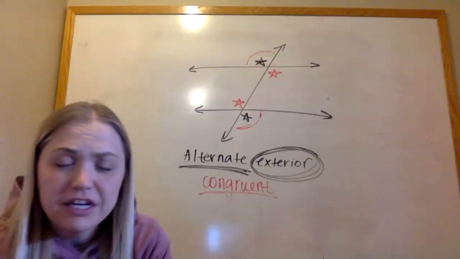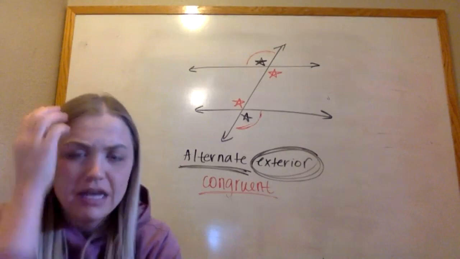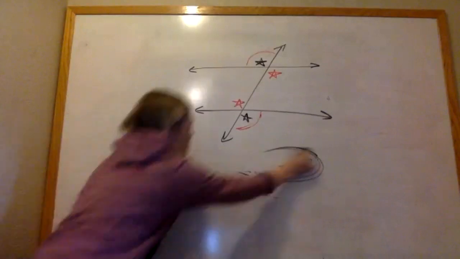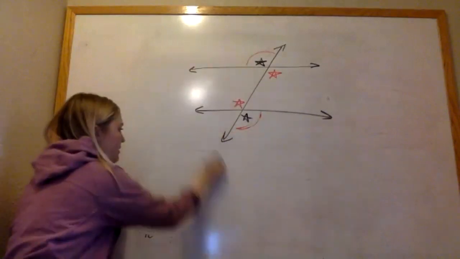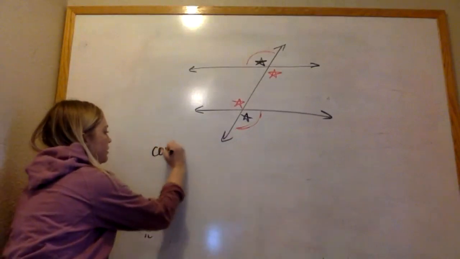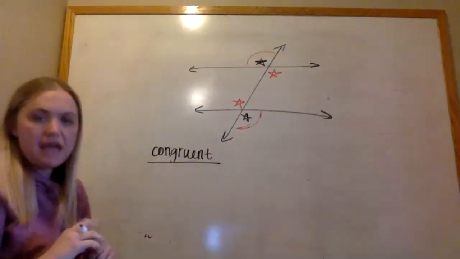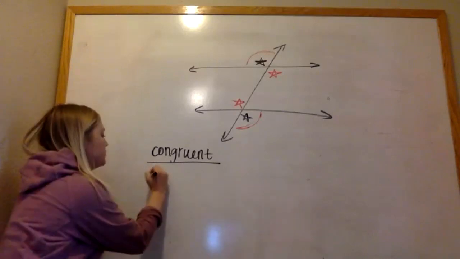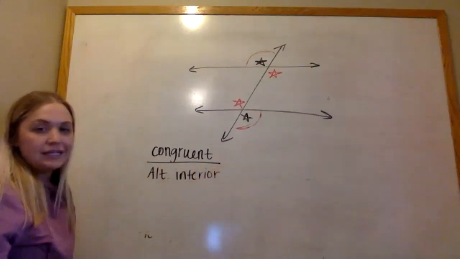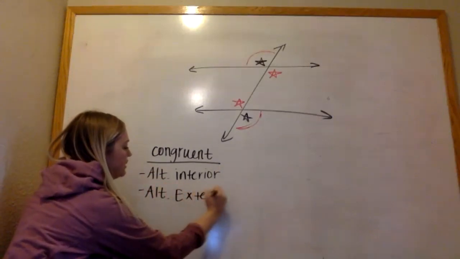So if you've got a sheet of paper right now, it might be helpful to write that down, or some of you already have it written down if you took notes the other day. I'm going to write down congruent, and I am going to list all of the angle pairs that are congruent. So the first one, alternate interior. Second one is alternate exterior.